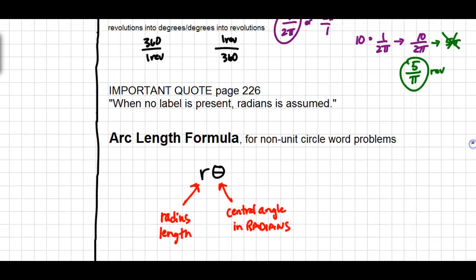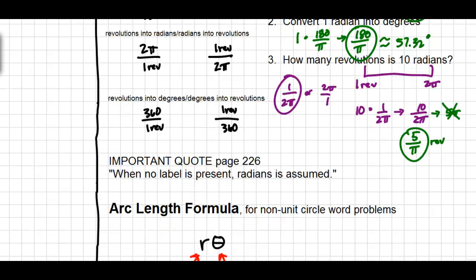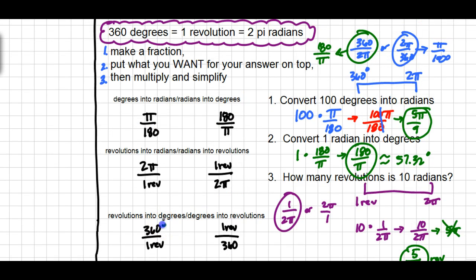It's important that students pay attention to the labeling because when no label is present, radians is assumed. So back on my conversion chart here, I should make sure to include degree symbols on the 180s and on the 360s. A lack of a degree symbol will automatically mean radians. So that's why the revolutions are labeled here. The 2 pi's are not, because those are in radians.